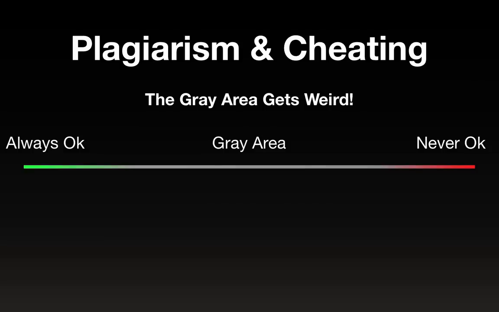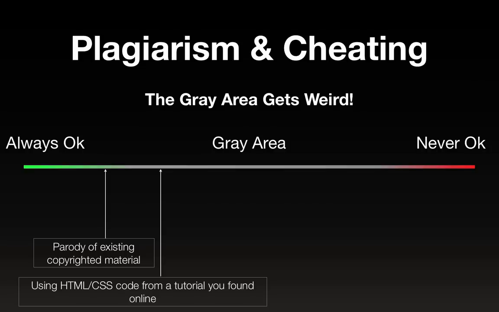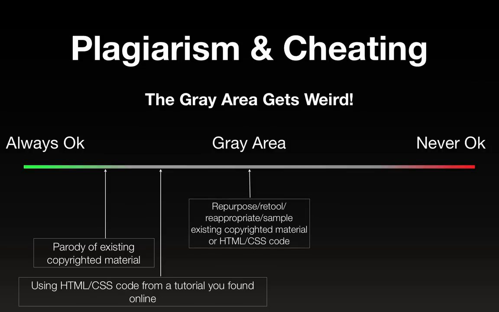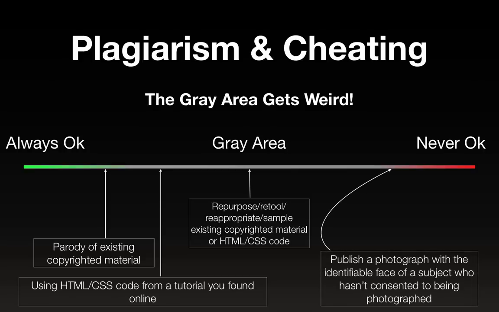If you want to play in the gray area in the middle, it can get a little weird. I will kind of work with you on this. If something seems to be plagiarizing, then we'll talk about how to correct that. But if you do want to play in the gray area, here it is on the spectrum. More towards the okay side of things is parody of existing copyrighted material. Using HTML CSS code from an online tutorial is expected. Probably right in the middle, repurposing, retooling, reappropriating existing material or HTML CSS code. More on the not okay side of the spectrum, publishing a photograph with the identifiable face of a subject who hasn't consented to being photographed, and including copyrighted artwork in a photograph. That can get a little weird.